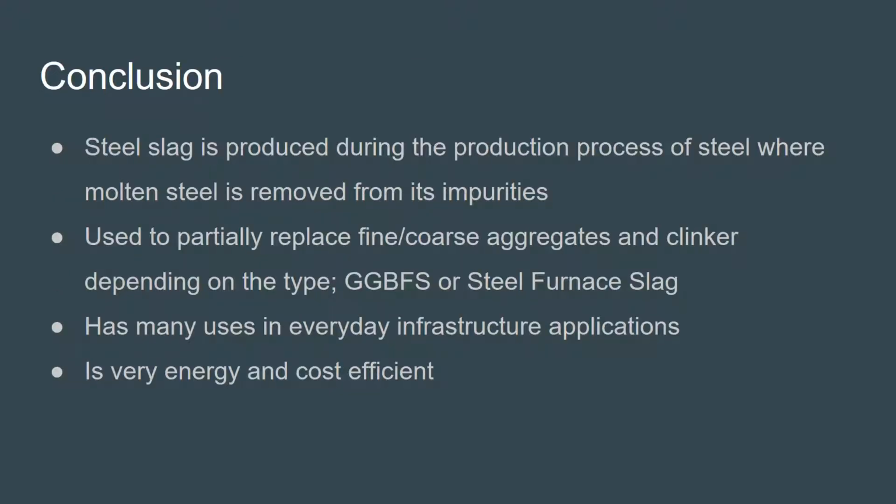In short, steel slag is a byproduct of steel production that would otherwise be treated as a waste material without its incorporation into steel slag cement. It can be used easily as a partial replacement for fine and coarse aggregates, as well as for clinker, depending on the specific kind of slag produced. Slag greatly improves mechanical properties and creates a wide variety of infrastructure projects. Due to the fact that slag is considered a waste product, utilizing it in other applications reduces the impact on the environment significantly, as well as reducing the cost for cement production.